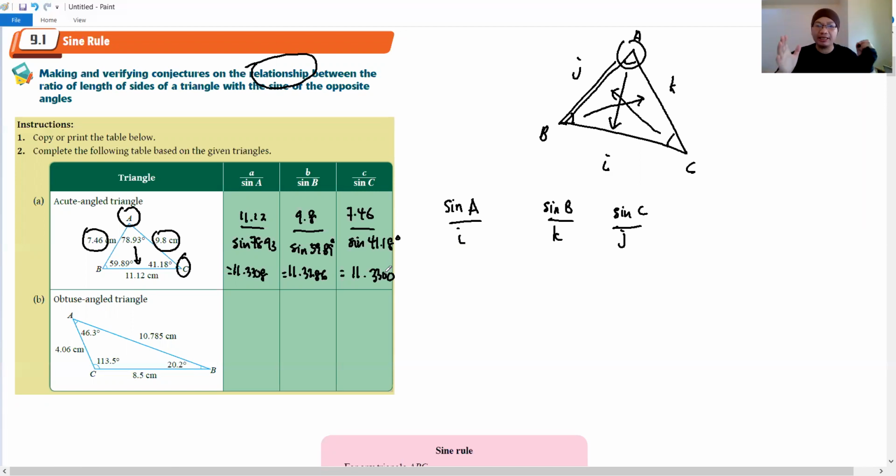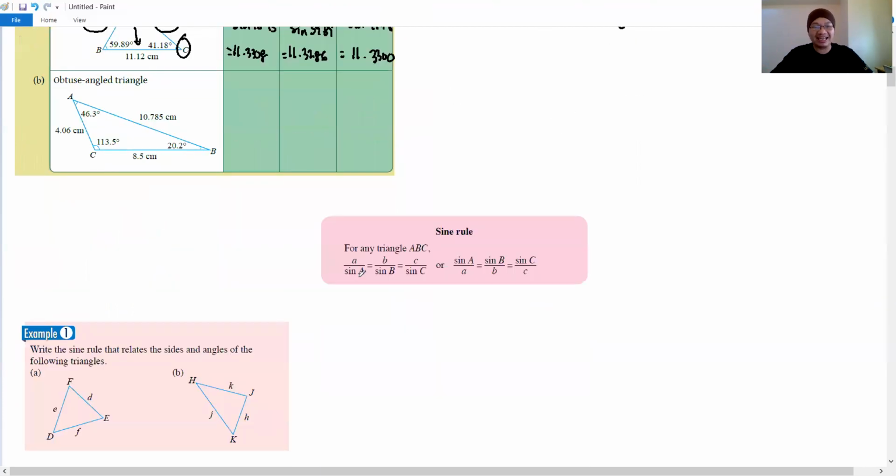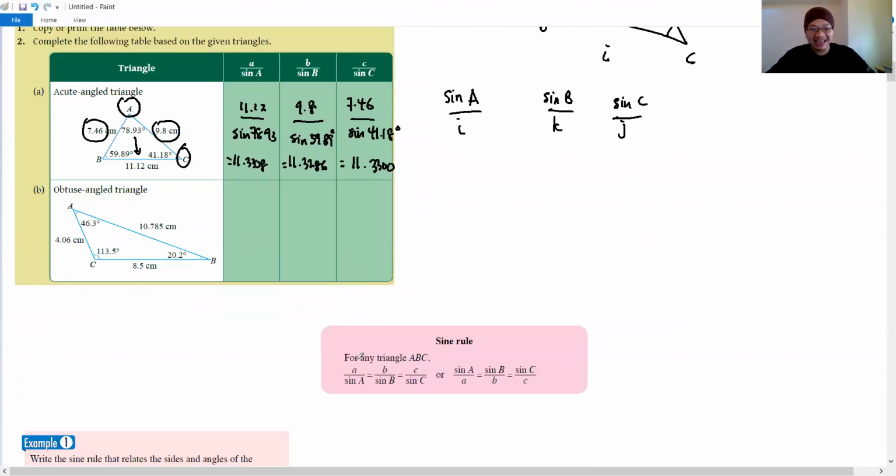Now, after we have determined the values of all three, what can we say about them? We can see here that all the answers are almost identical: 11.33, 11.33, and the third is also 11.33. So from here, we produce the sine rule, which is here. Look here. a over sine A equals b over sine B equals c over sine C. Okay, this is the first rule of sine.